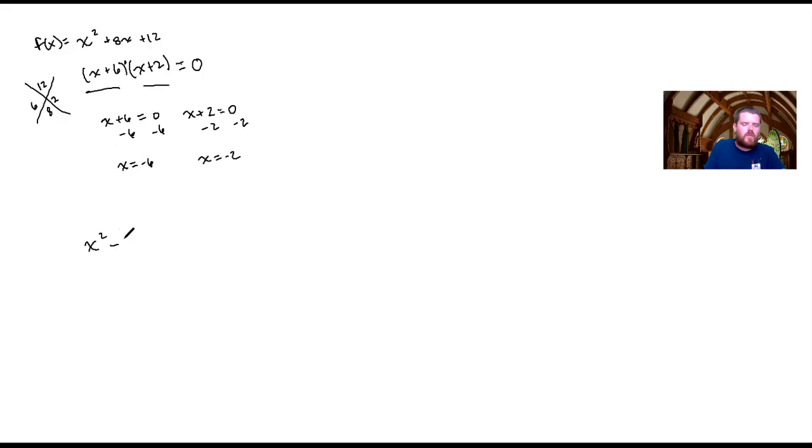x squared minus 10x plus 21 equals 0. So if I'm using the x, I'm looking for the numbers that multiply to get 21, but add up to negative 10. Use your techniques there. You get negative 7 and negative 3. So factored, this is x minus 7 times x minus 3. Therefore, the answers would be positive 7 and positive 3.